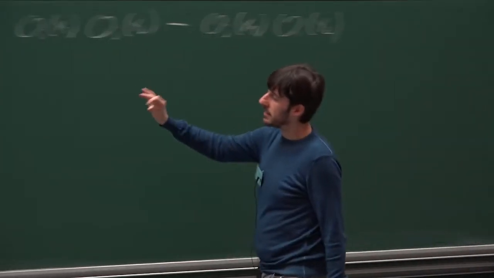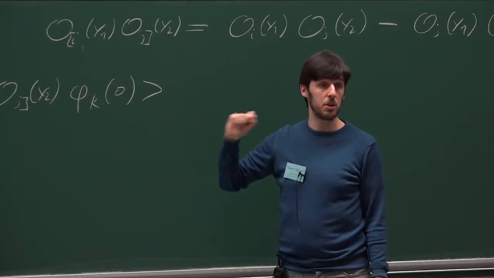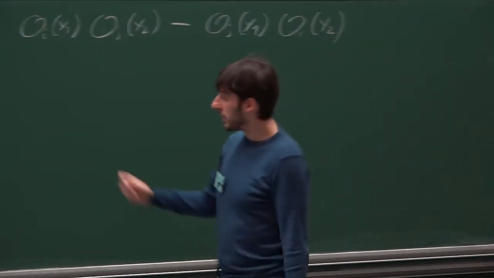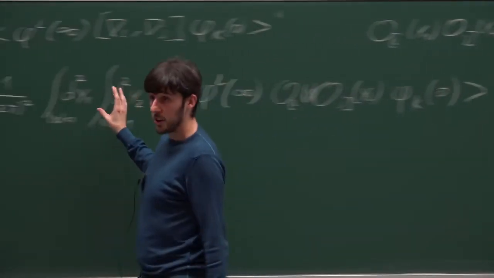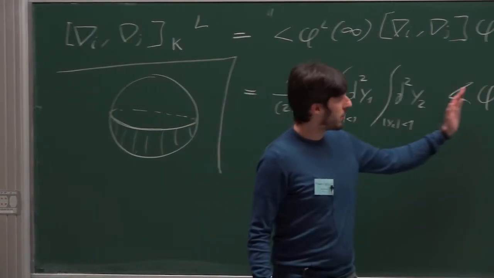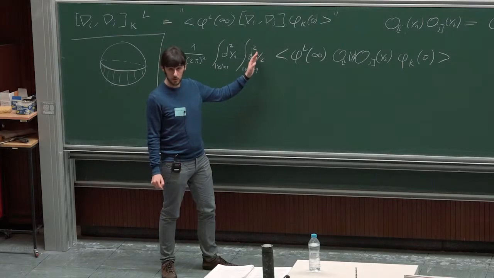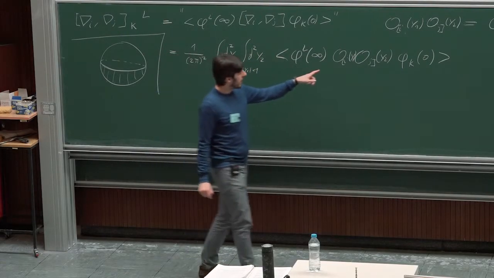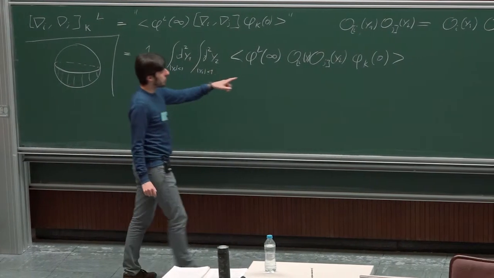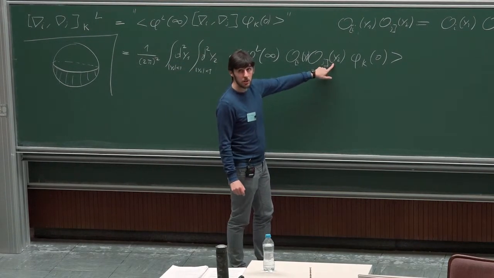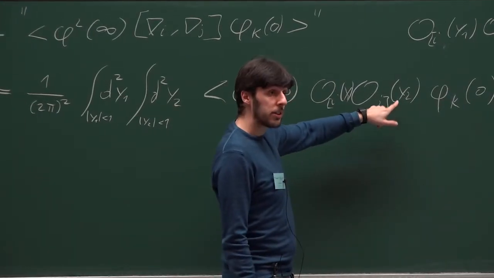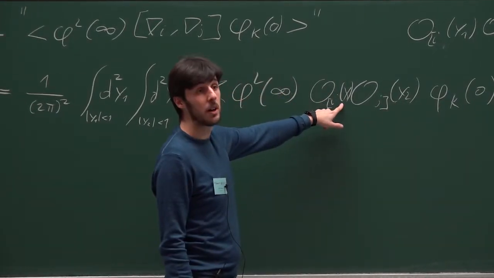So if this is non-zero, it's entirely due to these short distance singularities that we talked about yesterday. So what is the meaning of this? The order of integration now is very important. You see that I have first to perform the integral in y2. And when I integrate this operator over the unit disk, I have to worry about the singularities coming from this operator hitting the operator at the origin, as well as the singularities of this operator hitting y1.